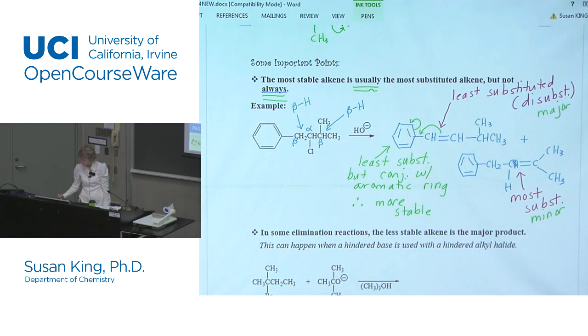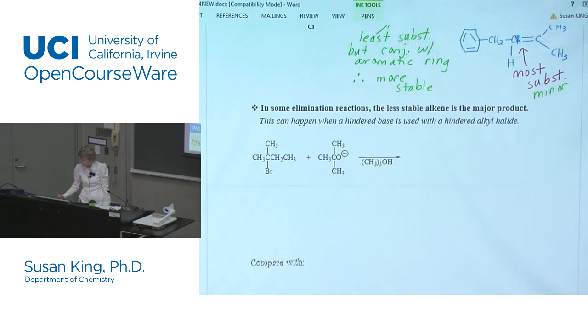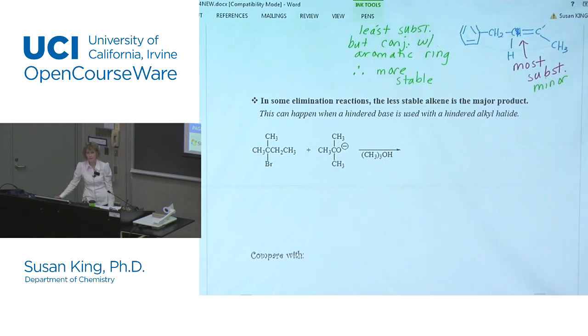All right. And we have a second case here. If anybody has my lab, we did an experiment in the first week. Or maybe you haven't done it yet. Maybe some of you have it today. But in some eliminations, the less stable alkene is the major product. We did it in my lab this first week. Anybody who has 51LB, you're going to be doing it later in the quarter.